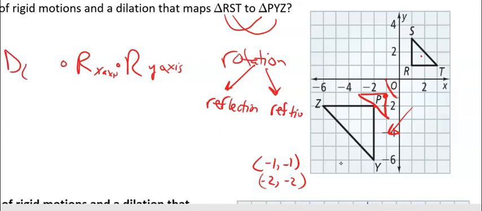Scale factor, it's getting bigger, 2 centered at the origin, 0, 0. You could also look at the side. The side length is 2, and this one is 4. That is one of them.